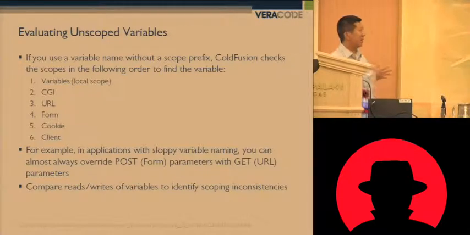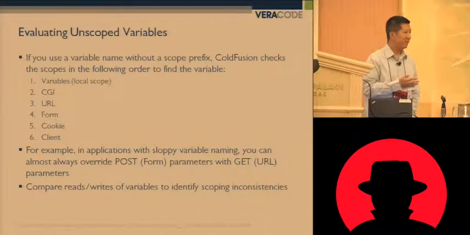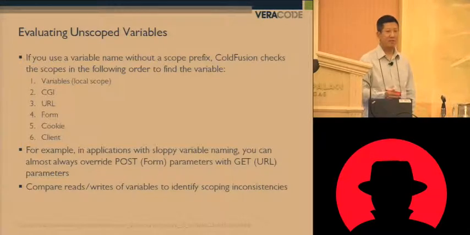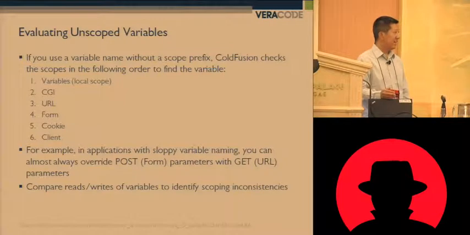So, for example, kind of a side effect of this search order is that if you have an application that doesn't specifically use scoping, you can almost always override form parameters with get parameters because the search order will look at the get parameter first. URL is number 3, form is number 4. So if it sees a variable by the same name in both scopes, it's going to hit the URL one first.